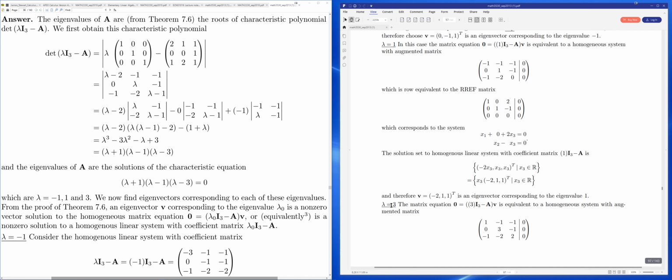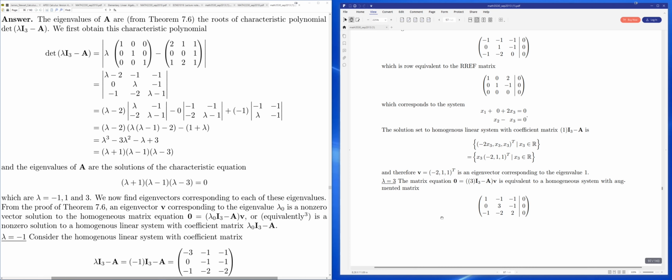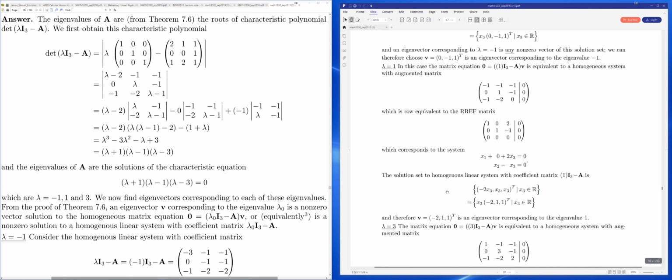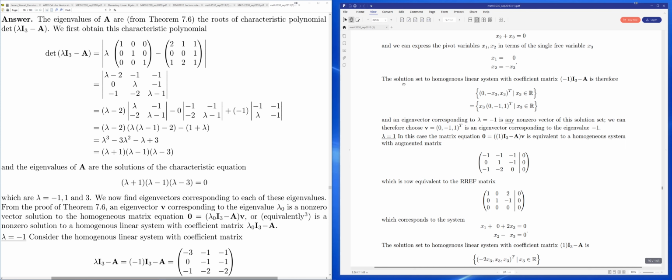Similarly, to get the eigenvector corresponding to lambda equal to 3, you're going to do similar working, so you can take a look at the notes. The working is really just the same as the previous two cases of the eigenvalues, lambda equal to minus 1 and lambda equal to 1.